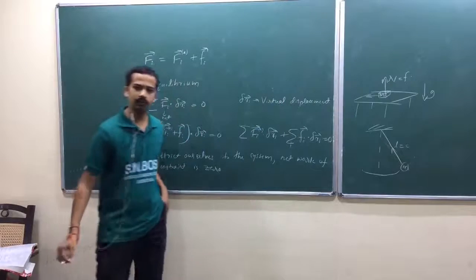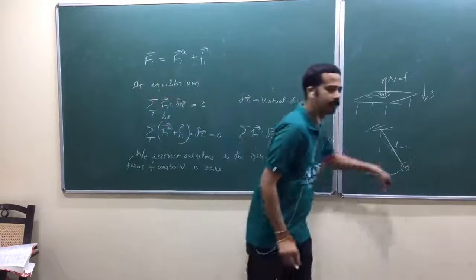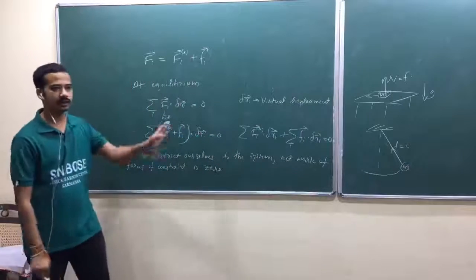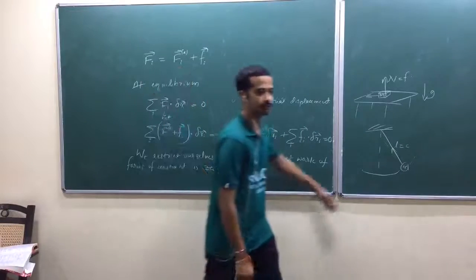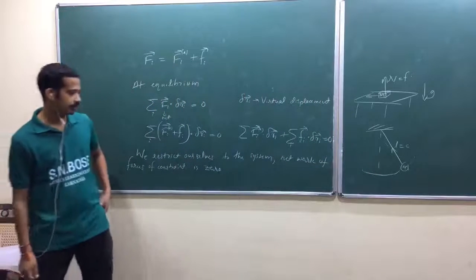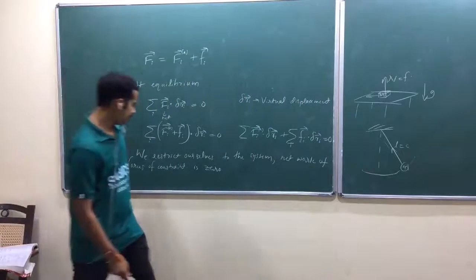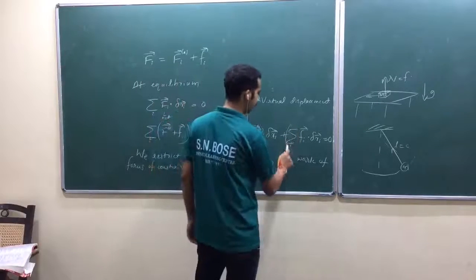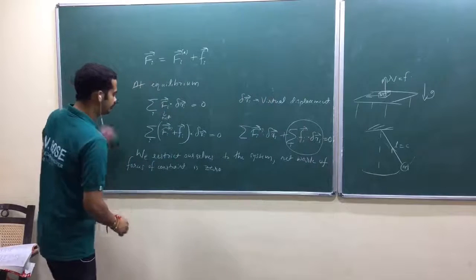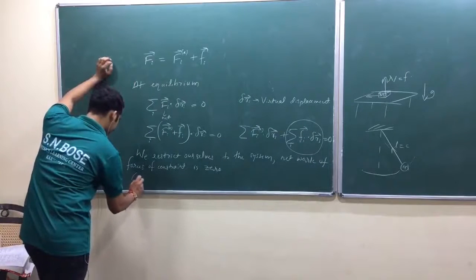Is that okay? In most cases, that will automatically happen, but while solving, we will not quote that one. I'm just discussing the theory here. While solving, we will not quote that. Is that okay? So now, next one. We restrict ourselves to systems where the net work due to forces of constraint is equal to 0. Is that okay? So then, what is the condition for equilibrium?